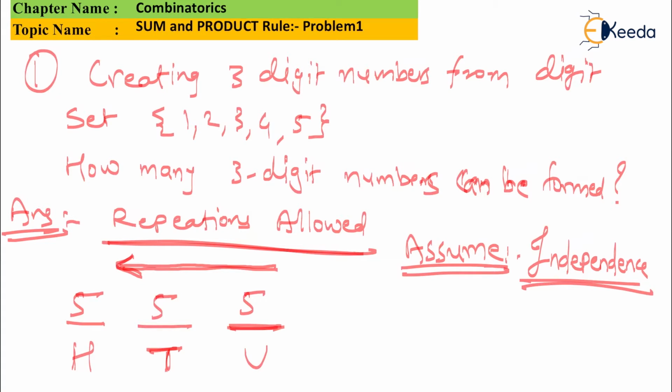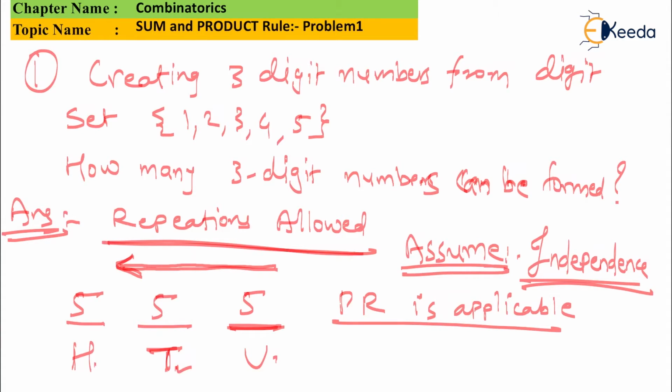So immediately when there is an independence among the unit place, 10th place and the 100th place, product rule must come to mind. Now because of the independence, you can assume simultaneity, because units place could be filled independently of the 10th place, 10th place could be filled independent of the 100th place, all of these places could be filled independent of each other.